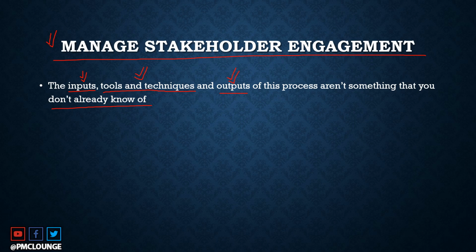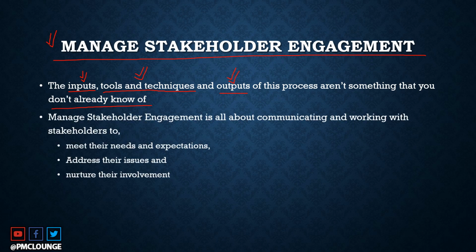But in order to do so, you should also know what this process is all about. What does this process do? So this is a good overview of what this process does. Remember, this process is part of the executing process group. That means you are doing the actual work here. And the actual work is all about communicating and working with stakeholders to make sure of these three things.